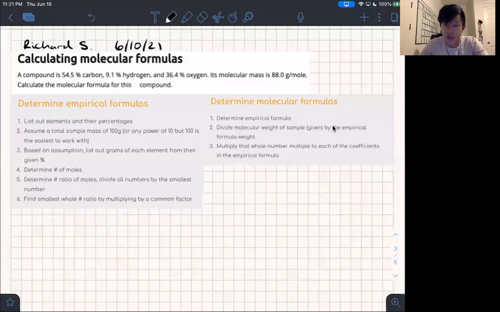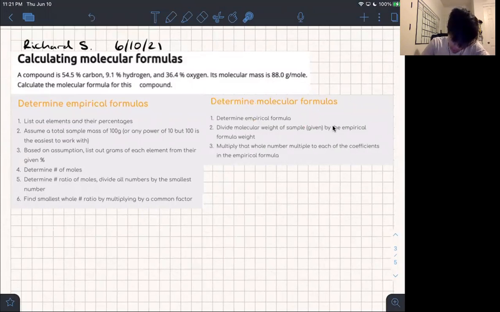Hi guys, so this is a video tutorial for this problem that was posted by Richard S. on June 10th, 2021. It's asking us to calculate the molecular formulas and it gives us this information. First we need to understand how to calculate an empirical formula, and then once we have the empirical formula, we can get the molecular formula.